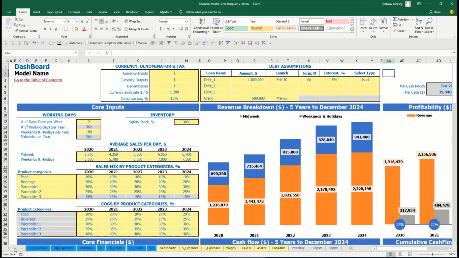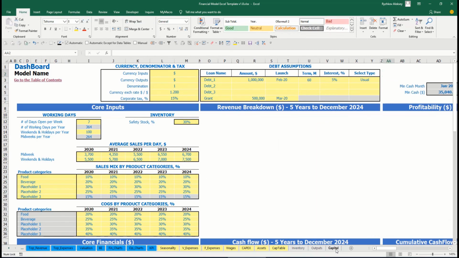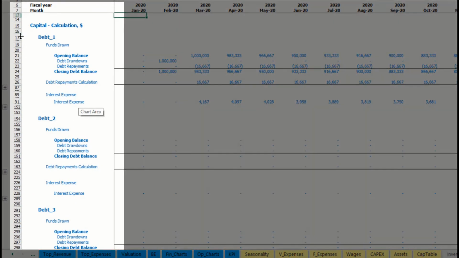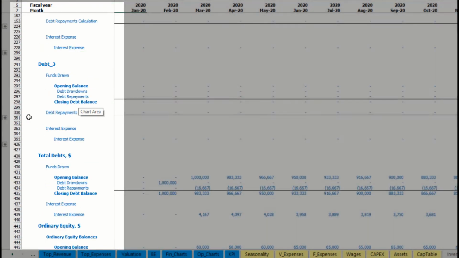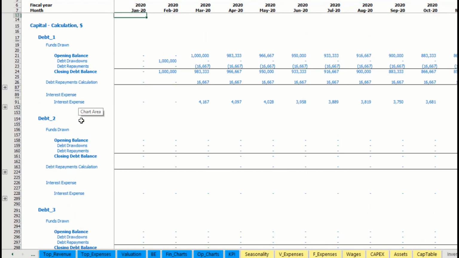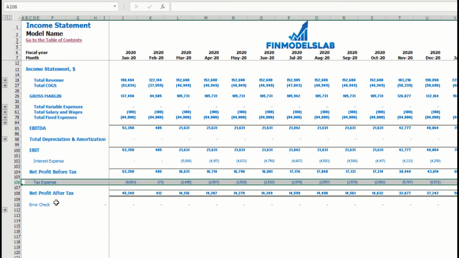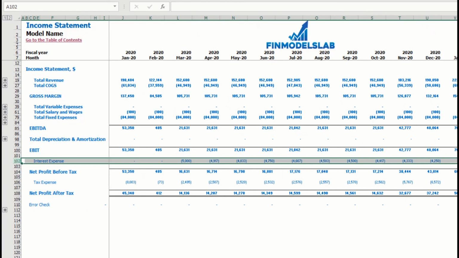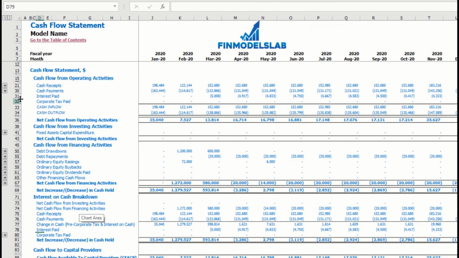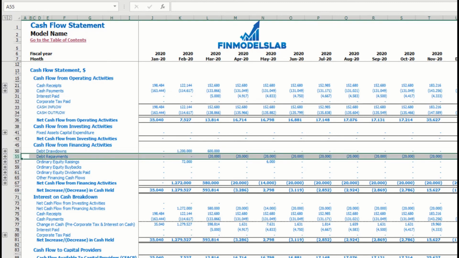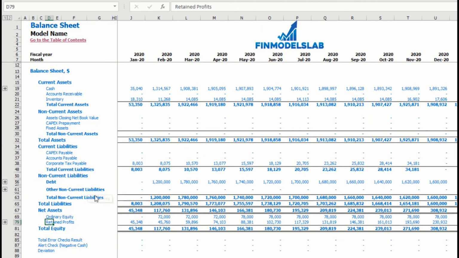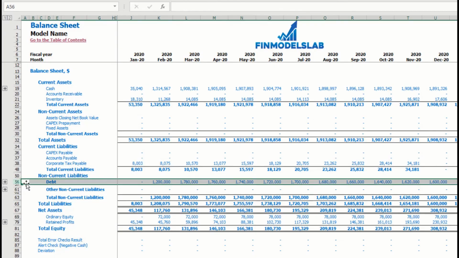So all the calculations of the debts you may see on the Capital tab. Calculations for debt number 1, debt number 2, debt number 3, total debts with grants. These calculations impact the income statement, interest expenses, the cash flow, interest paid, debt drawdowns, debt repayments, and on the balance sheet you have the debt closing balance.